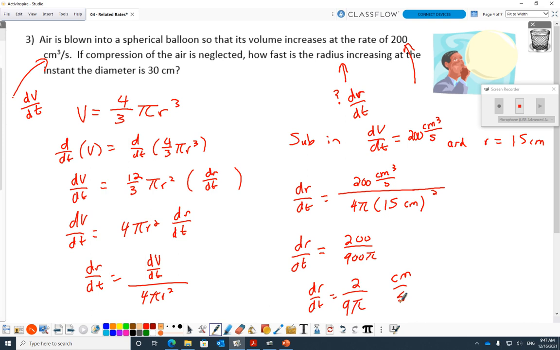Any questions about number 3? A lot of related rates questions are like this. As long as you can come up with the formula, take d by dt of both sides, and plug them in and go.